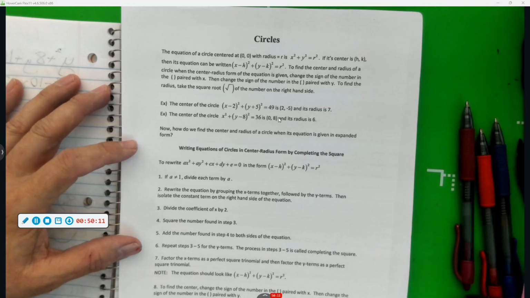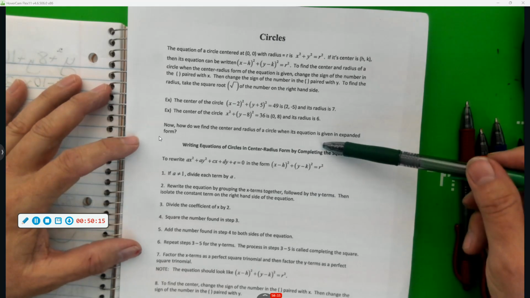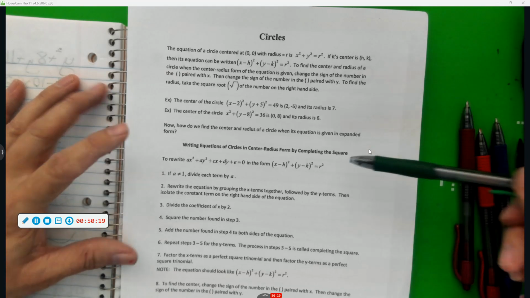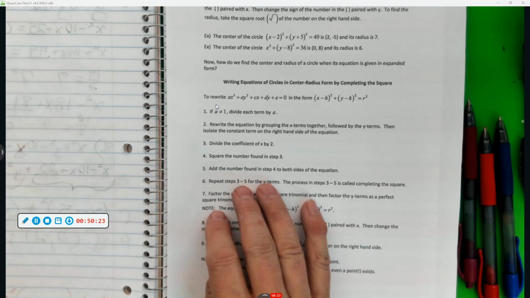I think we've said all of that, haven't we? Okay, and there's an example. Now, how do we find the center and radius when an equation is in expanded form? Can you blow that up a little bit?